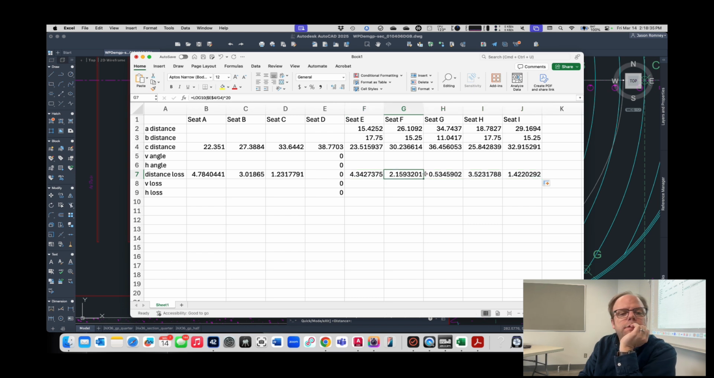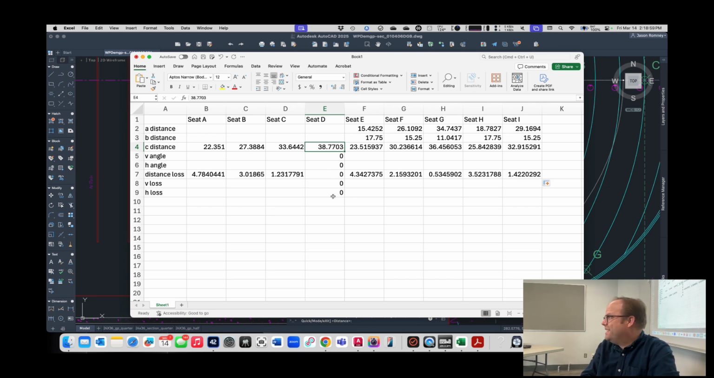F4 against E4, G4 against E4, H4, yep. Okay. Yeah? So they're all positive numbers because they are all closer than seat D, which is where we're aiming.